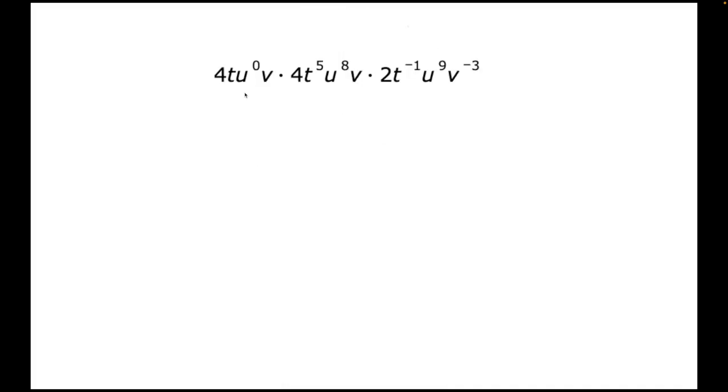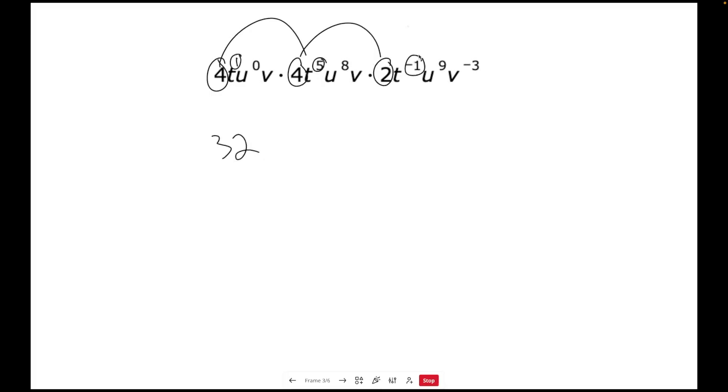All right, now what happens when we have some negatives thrown in there? Well, let's start with the big numbers. 4 times 4 is 16, times 2 is 32. For the t's, we have t to the first, t to the fifth, t to the negative 1. So 1 plus 5 is 6, and then you're doing 6 plus negative 1, which is just saying 6 minus 1, so that gives me 5. So this is t to the 5th power.